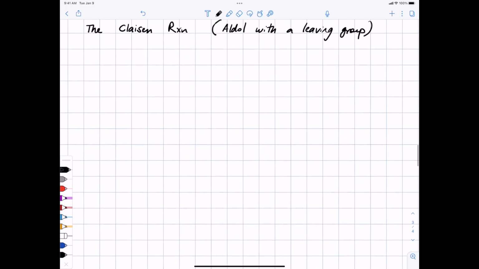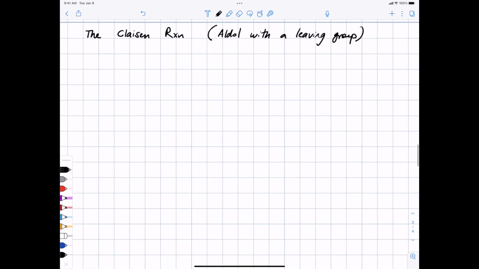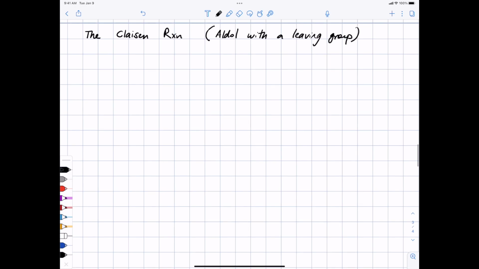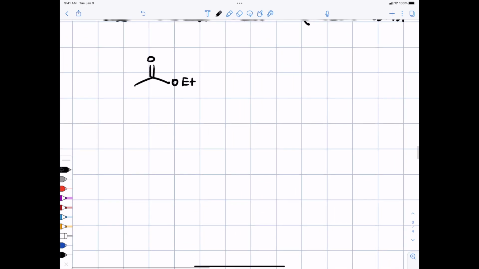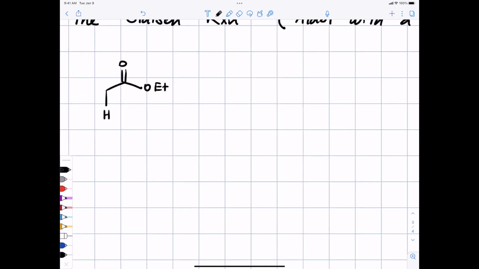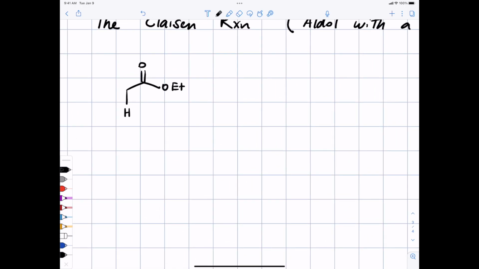All right. So the Claisen reaction, doing the aldol but with a leaving group. What do we mean by this? Well, let's start with an ester. An ester differs from a ketone in the fact that you've got this alcohol group attached to the carbonyl carbon, or what used to be an alcohol. And the pKa of an ester proton is decently high. I forget what it was. It was in the 20s, or in the upper 20s, perhaps 30s. It's reflecting the fact that esters aren't as reactive as ketones.